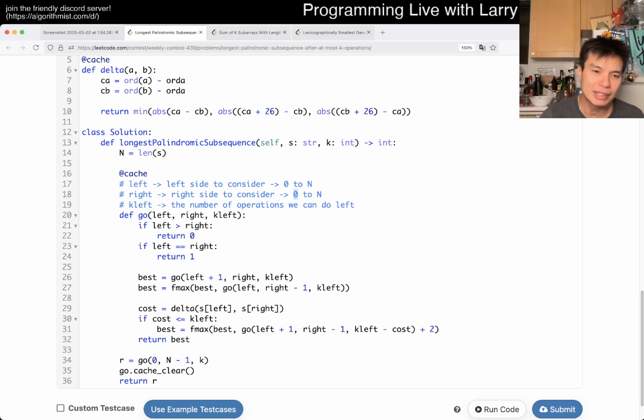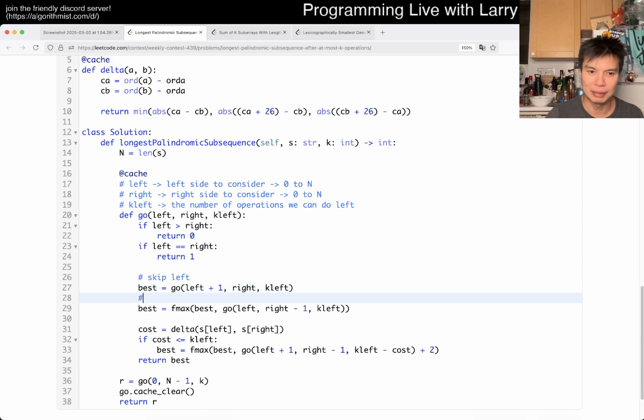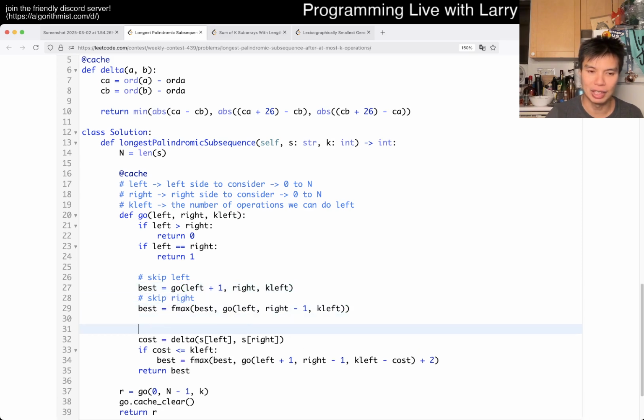But basically, the base case is that this case means that you have no characters left, so you just return 0 because there's no way to match any more characters. If this is one character, then you return 1 because you have one character. You match it with itself, it is the character in the middle. Otherwise, like a lot of dynamic programming, it's just case analysis, right? This is to skip left. This is to skip right, and then this is to get the cost to make them the same.